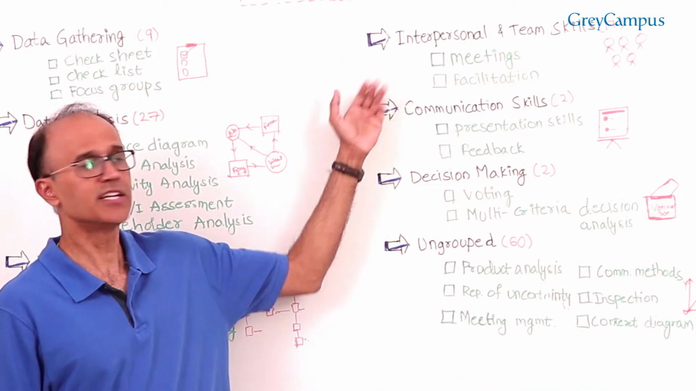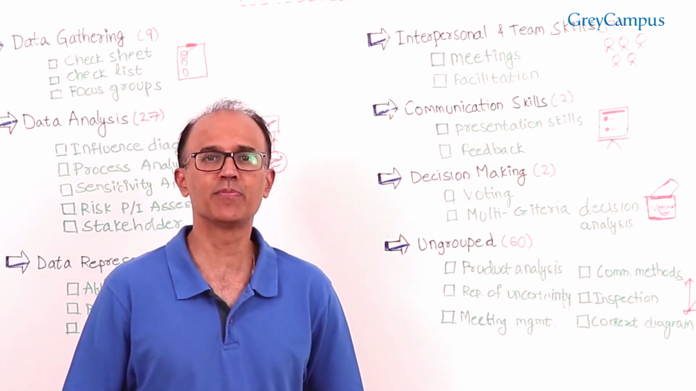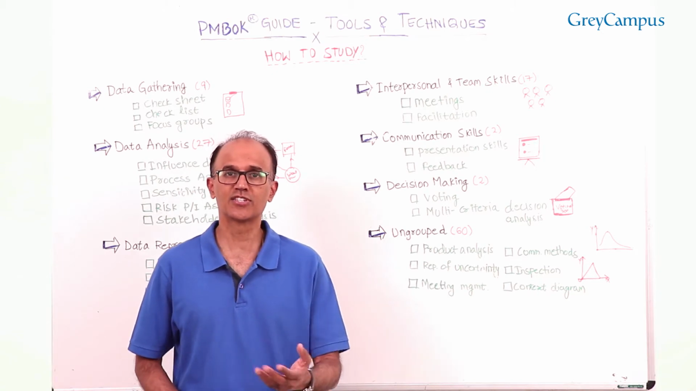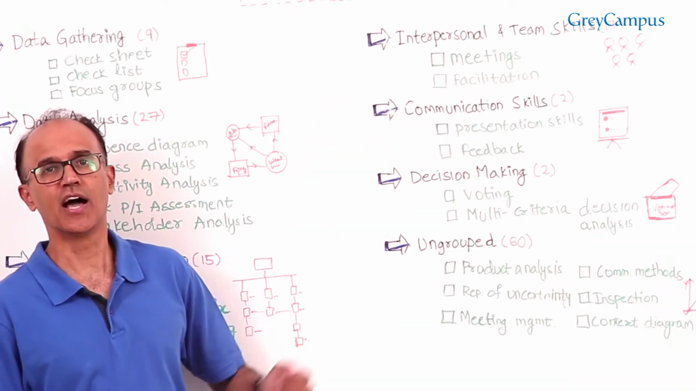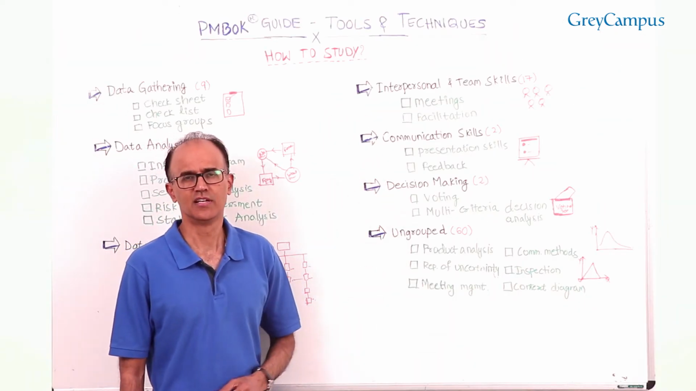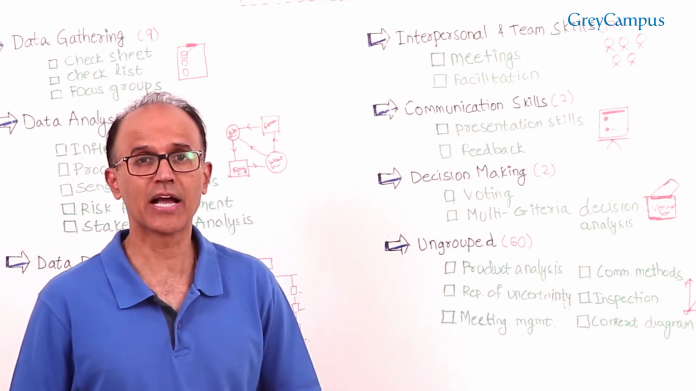By the way, there are some more types of techniques here as you can see on this side. I've got interpersonal and team skills. This is about interaction with people, for example, conflict management, political awareness, cultural awareness and so on. I've got a few more techniques listed here like meetings and facilitation. Then comes communication skills. There are just 2 of them, which is easy. Presentation skills and feedback skills.